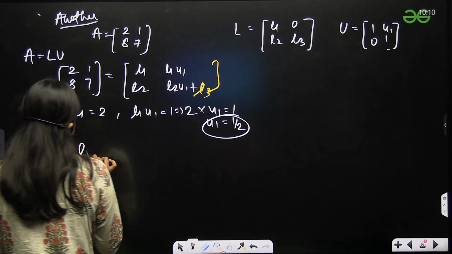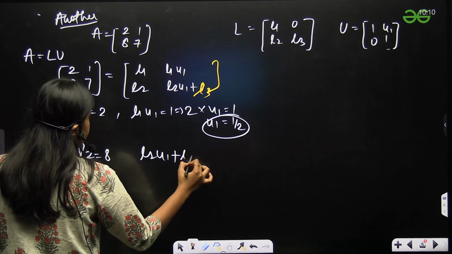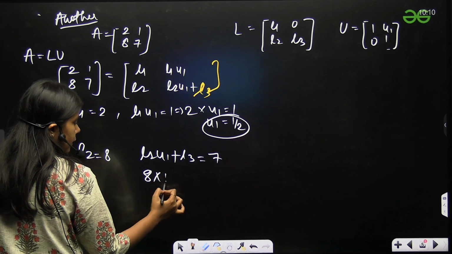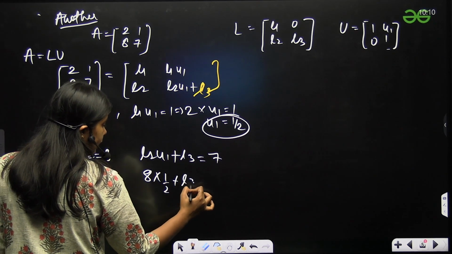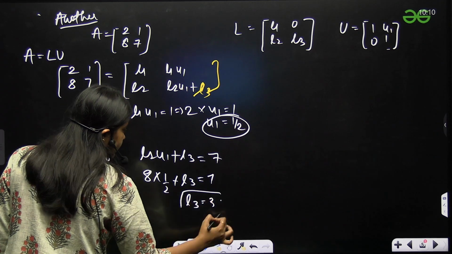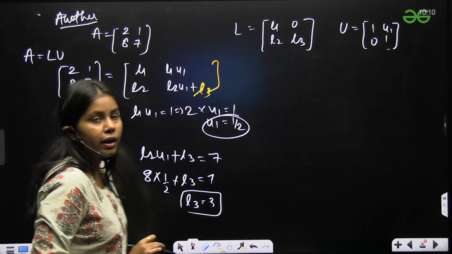And L2 is 8, so L2 U1 plus L3 is equal to 7. So L2 is 8, U1 is 1 by 2 and L3 is 7, equals 7. So L3 would become 3. Now it is correct. So I got all the values. You can find out the L and U matrix now.